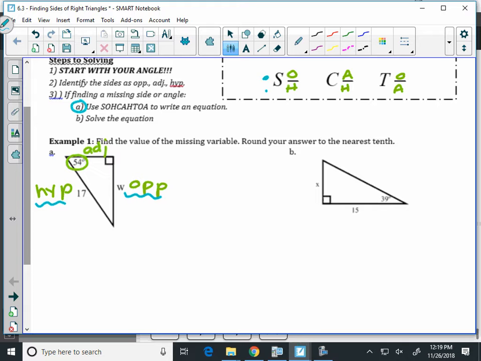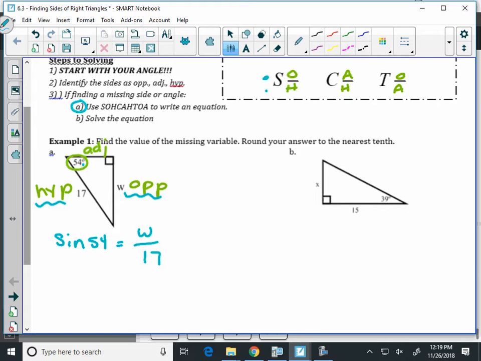Okay? So we're going to say sine. You always take the sine, cosine, or tangent of the angle. So I'm going to say sine of 54 is equal to the ratio opposite over hypotenuse. We said our opposite was W, and our hypotenuse is 17. Now we have an equation.